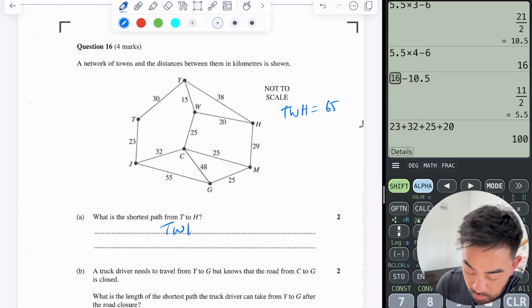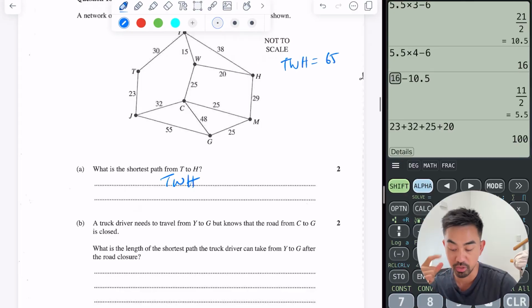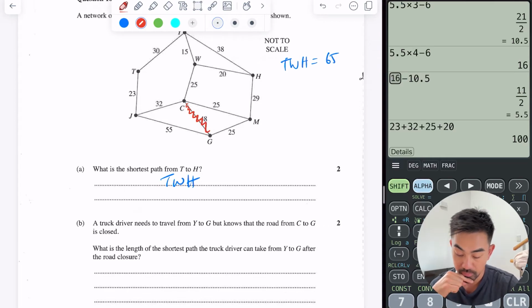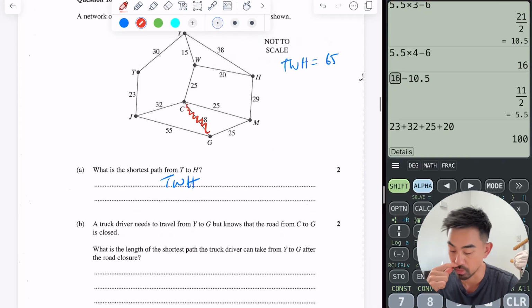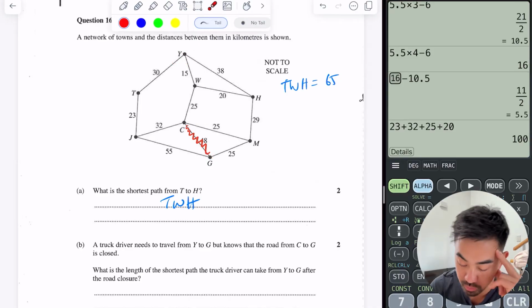So TWH. B, a truck driver needs to travel from Y to G but knows that the road from C to G is closed. Okay, so this one, scratch that. What is the length of the shortest path the truck driver can take from Y to G after the road is closed? So I'm going from Y all the way down to G. I'm taking the shortest path.